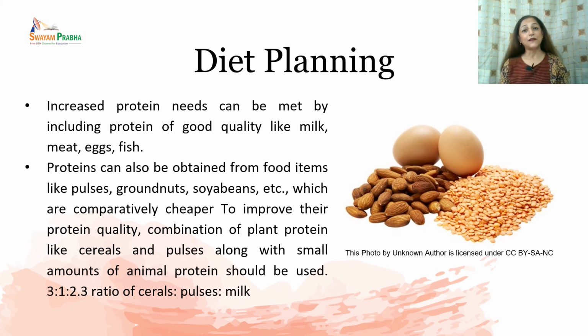So it has been recommended that the diet should contain 3 parts of cereal, 1 part of pulse and 2.5 parts of milk to achieve a good protein level, that means both quantity and quality.